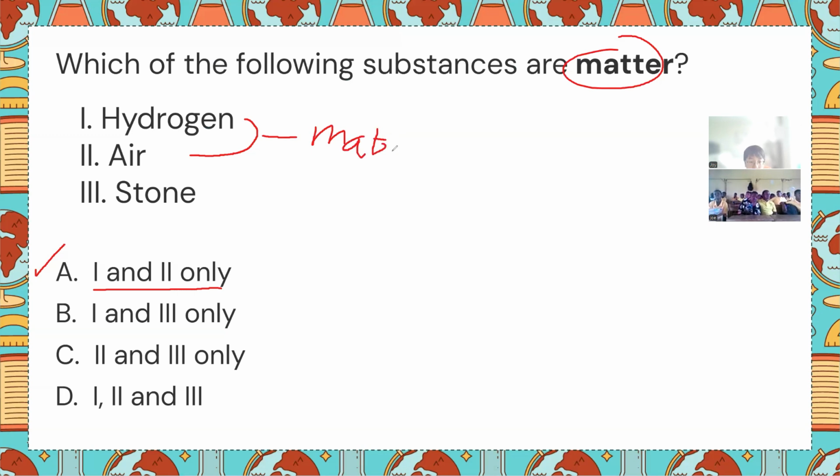But we would need to identify all of them. So is stone matter? Do you guys think stone is matter or not matter?